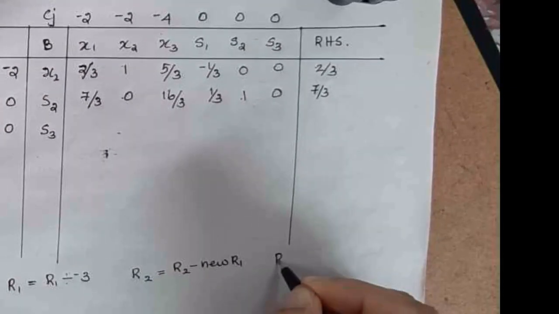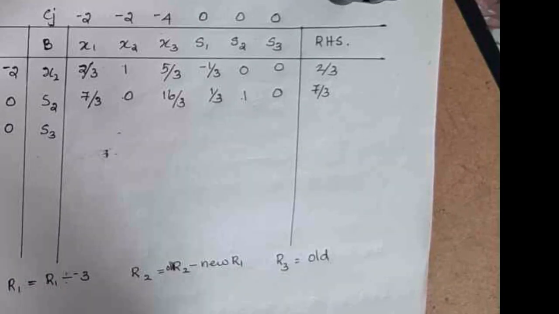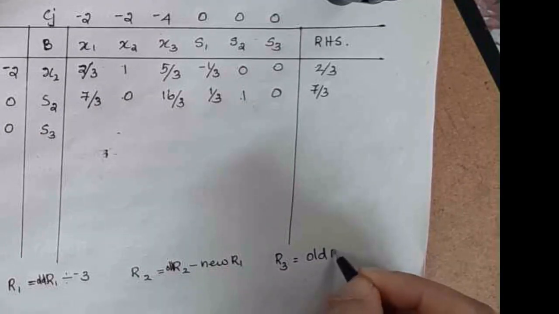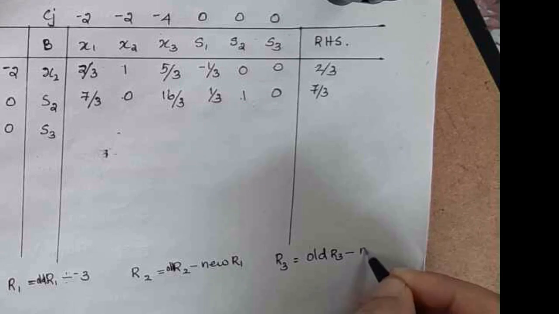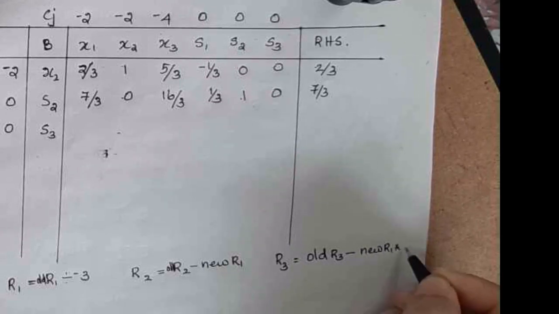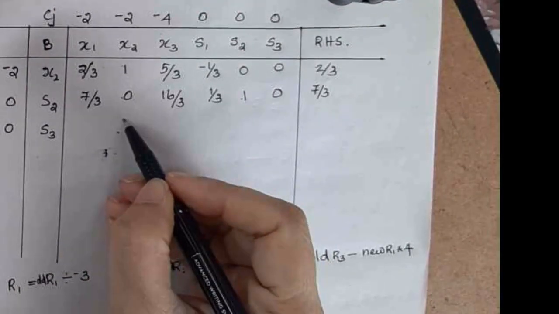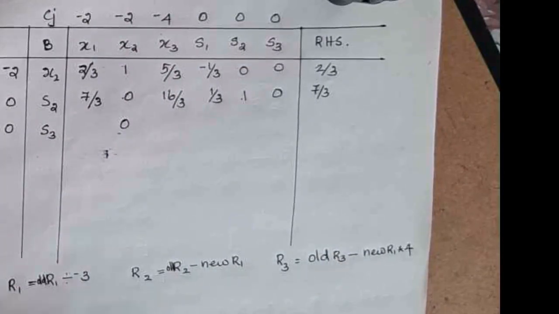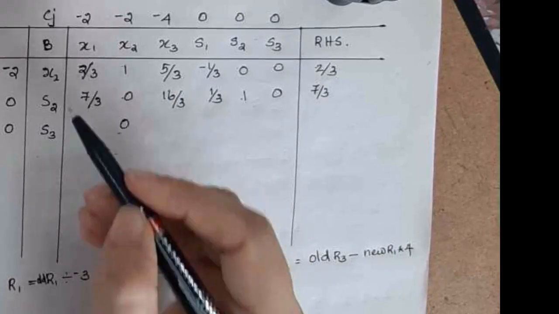So row 3 is equal to old row 3 minus new row 1 into 4. I'll do that one itself. 4 minus 1 into 4, this is 0. Now in the S3 column it was 1. This was 1 value. So 1 minus 4 into 2 by 3.